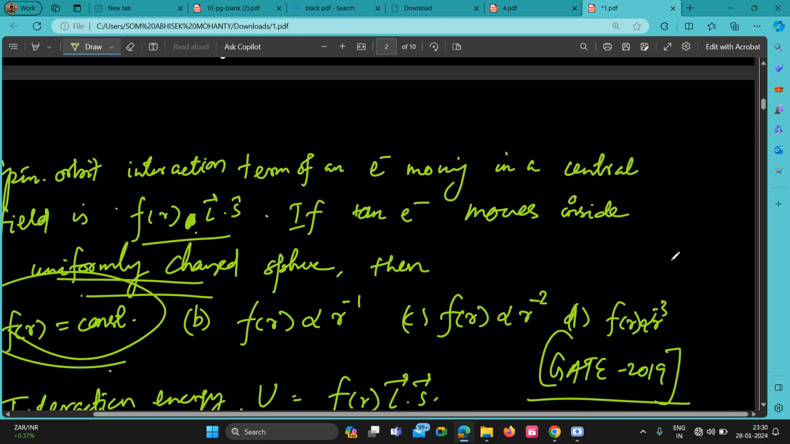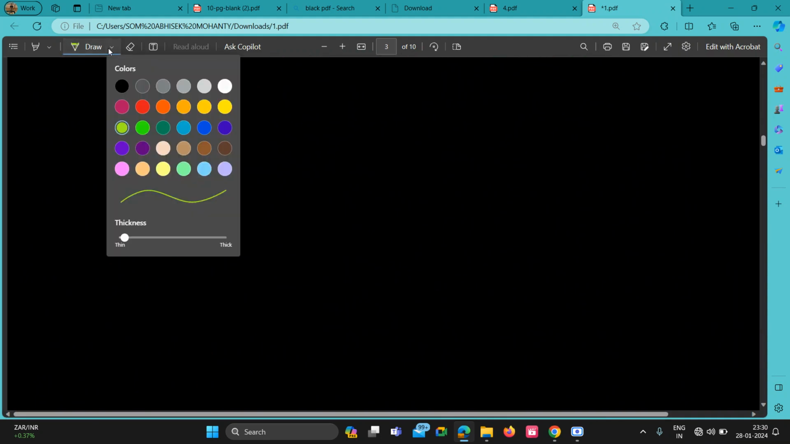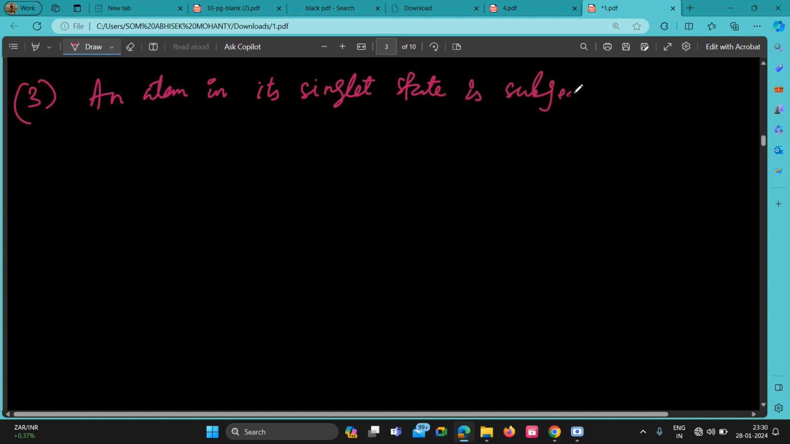Next question, question number 3. Question number 3 will be: an atom in its singlet state is subjected to a magnetic field.